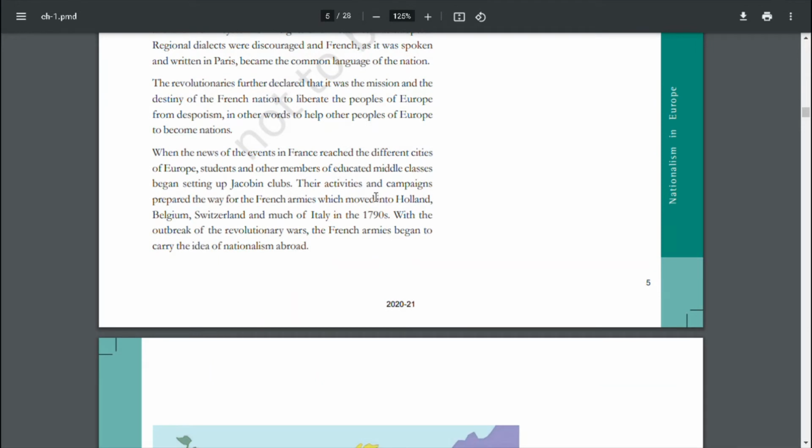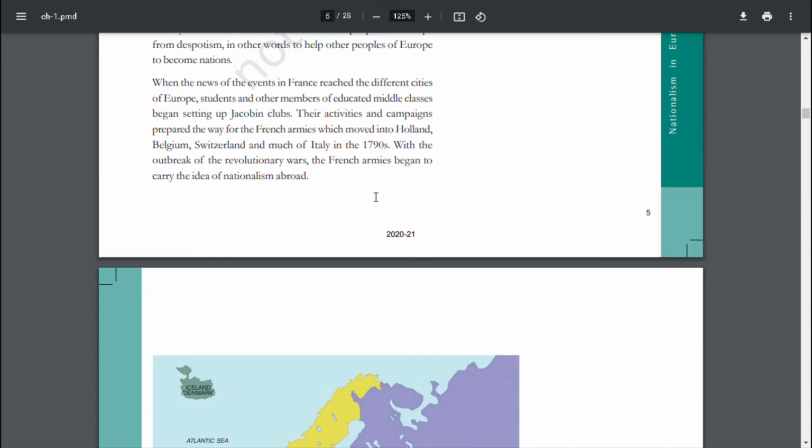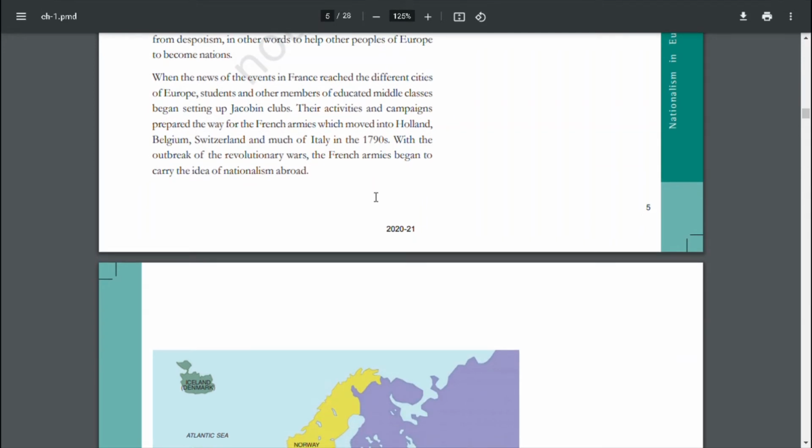The revolutionaries further declared that it was the mission and the destiny of the French nation to liberate the peoples of Europe from despotism, in other words, to help other peoples of Europe to become nations. When the news of the events in France reached the different cities of Europe, students and other members of educated middle classes began setting up Jacobin clubs. Their activities and campaigns prepared the way for the French armies, which moved into Holland, Belgium, Switzerland, and much of Italy in the 1790s. With the outbreak of the Revolutionary Wars, the French armies began to carry the idea of nationalism abroad.